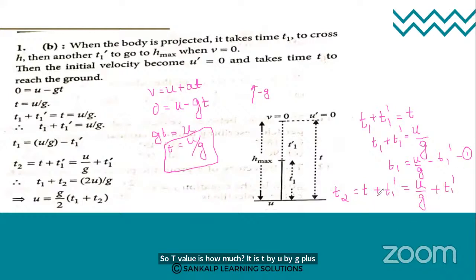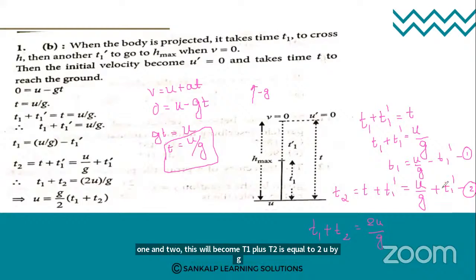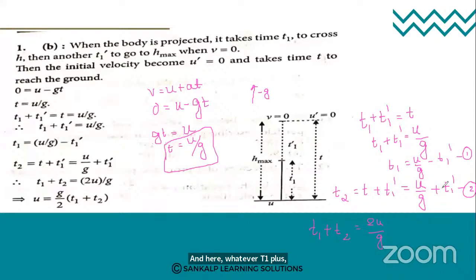Now from equations 1 and 2, we can add these two equations. When I add equations 1 and 2, it becomes t1 plus t2 is equal to 2u by g. What we are asked for is only the initial velocity. So if we simplify this equation, it will become u is equal to: g goes from the denominator to the numerator, 2 comes in the denominator, and in brackets t1 plus t2. So u is equal to g times (t1 plus t2) divided by 2.